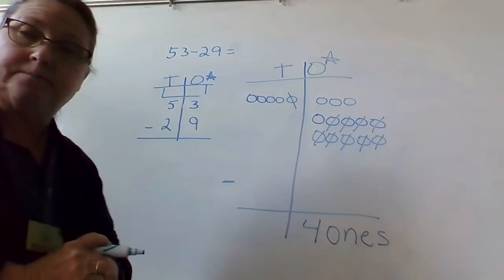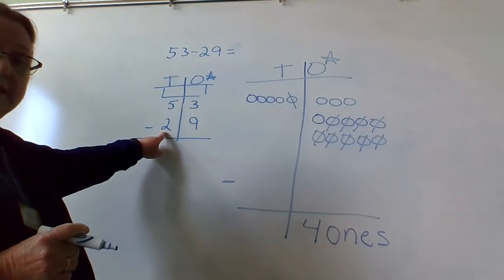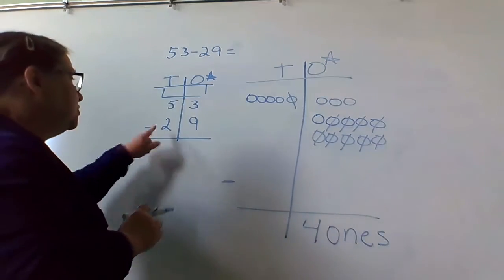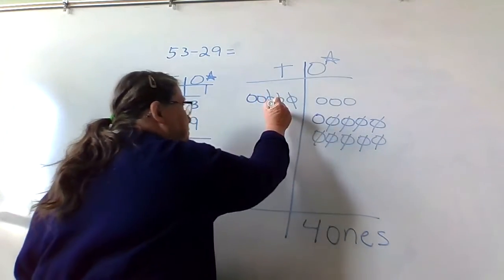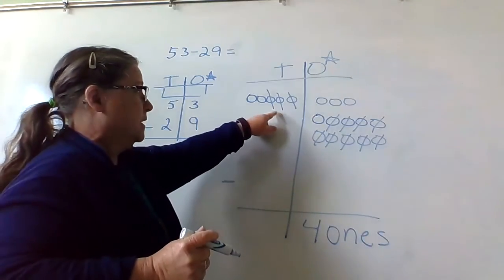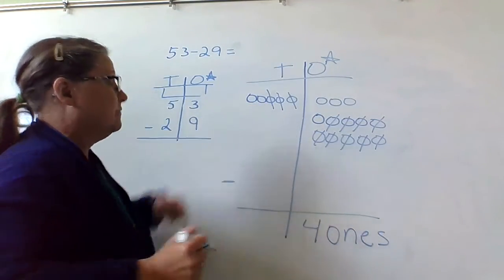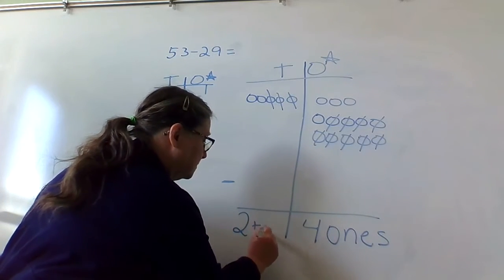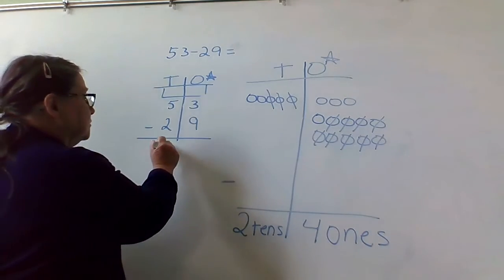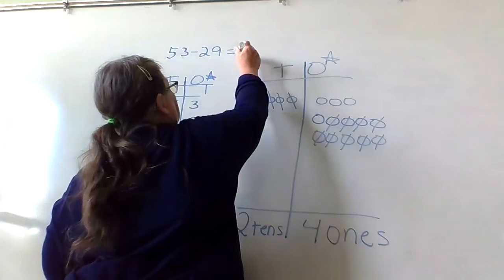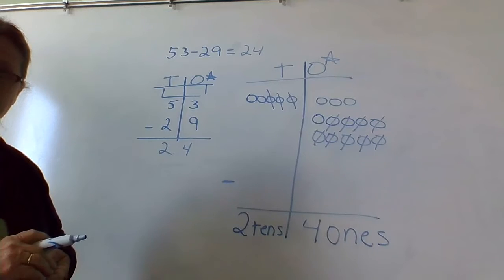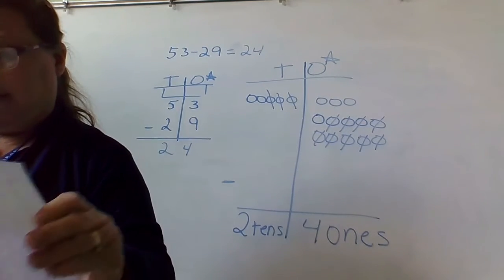I have 4 1s. Now it's time to subtract my 10s. I have 2 10s. I want to cross off 2. 1, 2. This one's already crossed off because it's over here. So I have to cross off 2 more. 1, 2. I see I have 2 10s left. 2 10s, 4 1s makes the number 24. And that is my answer.